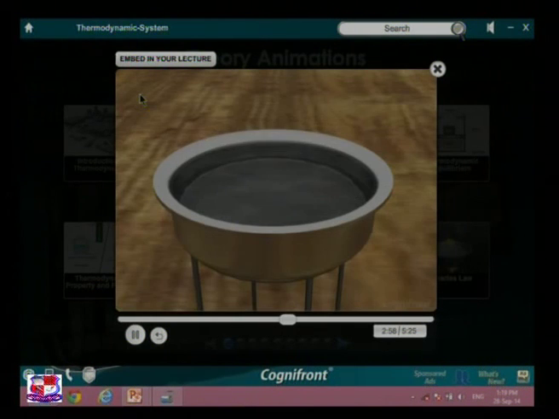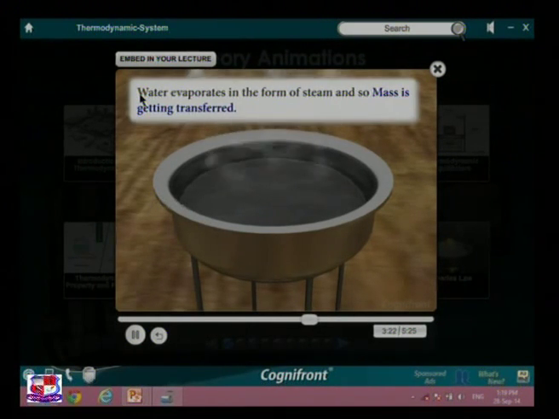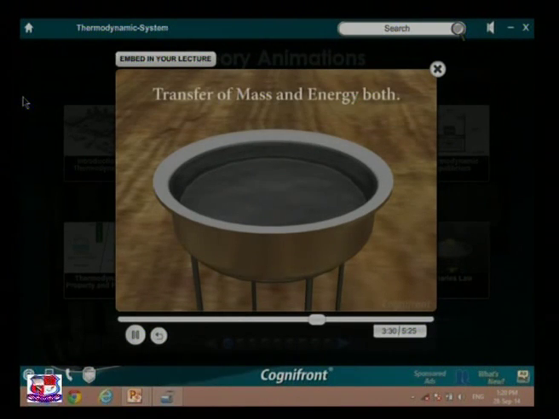Example. To understand the open system, we will consider the same example of hot water kept in a steel vessel, but now without a lid. Here we have heat energy crossing the boundary of the system to the surroundings through the walls of the steel vessel. The water evaporates in the form of steam, and so mass gets transferred from the system to the surroundings. Therefore, in this case, we have transfer of mass and energy both.